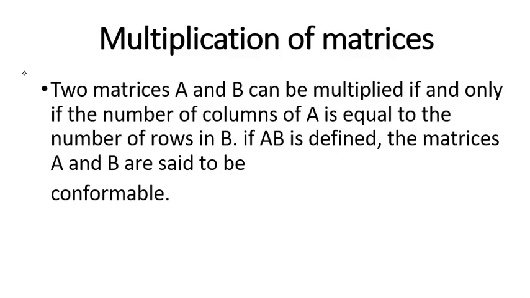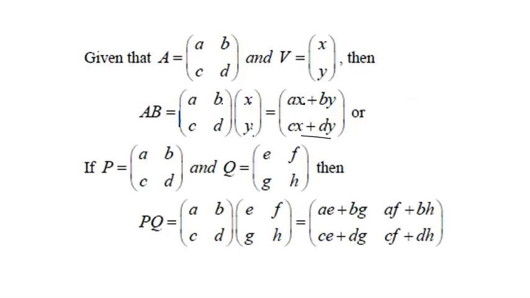Okay, let's start. Two matrices A and B can be multiplied if and only if the number of columns of A, let's take note of this, A represents the first matrix, is equal to the number of rows in B, which represents the second matrix. If you are able to establish this, then we say that the matrices are said to be conformable. So you check the number of columns of the first matrix, and then the number of rows of the second matrix. If they are the same, then the matrices are conformable.